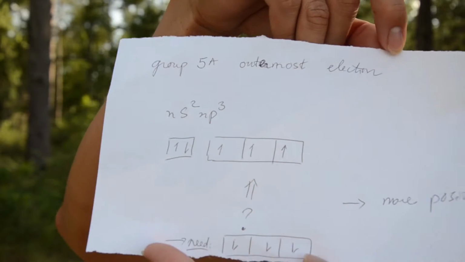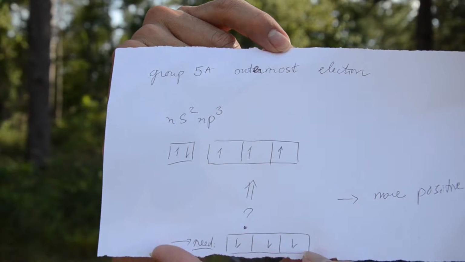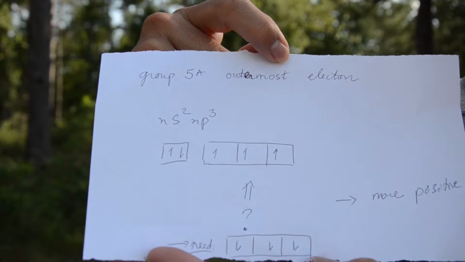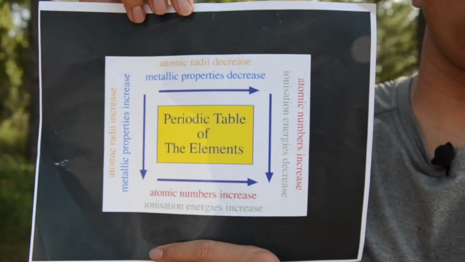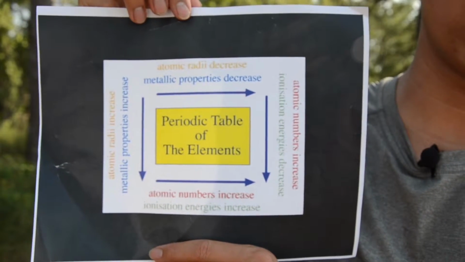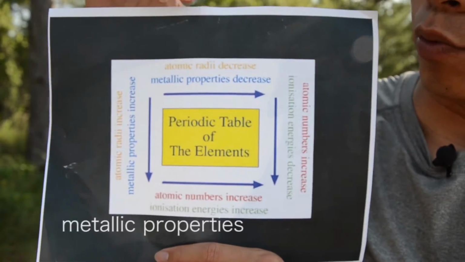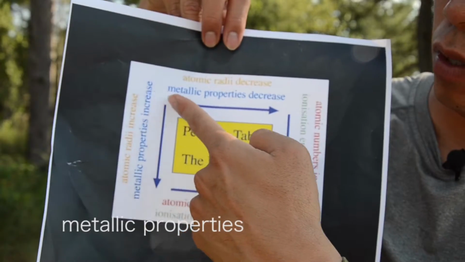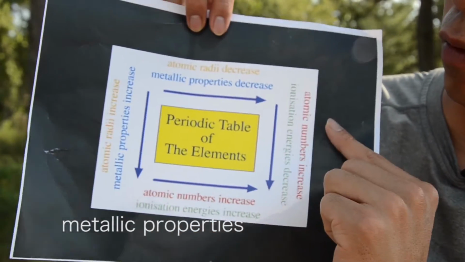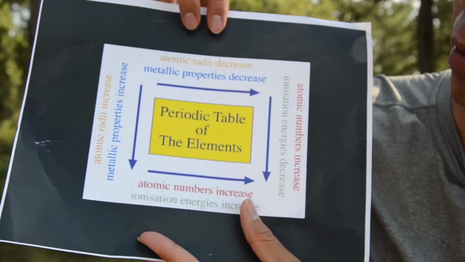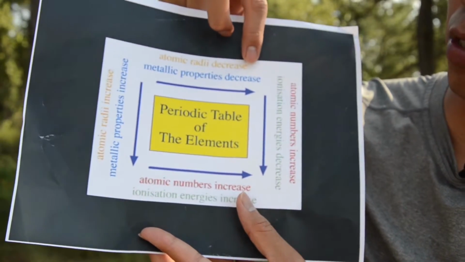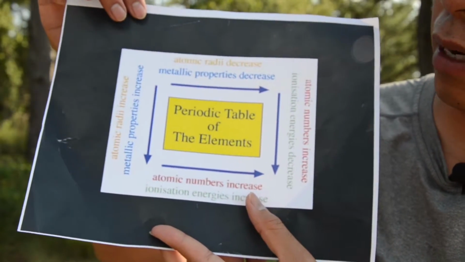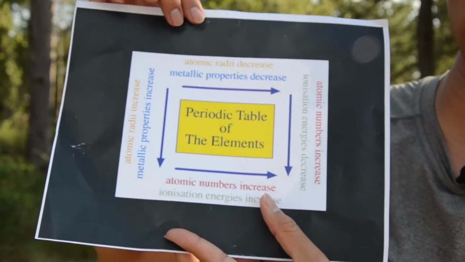That's why in the periodic table you see that group 5 is different from the other groups. So what is metallic character? It is the character of a metal. We look at the periodic table. As we move across the row from left to right, the metallic property decreases, and as we move down a column, the metallic property increases.